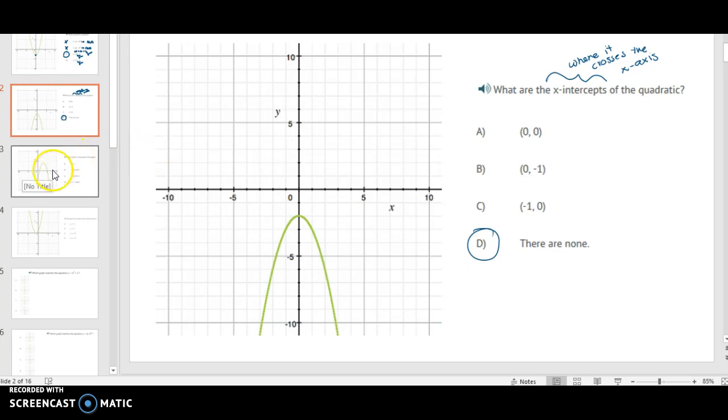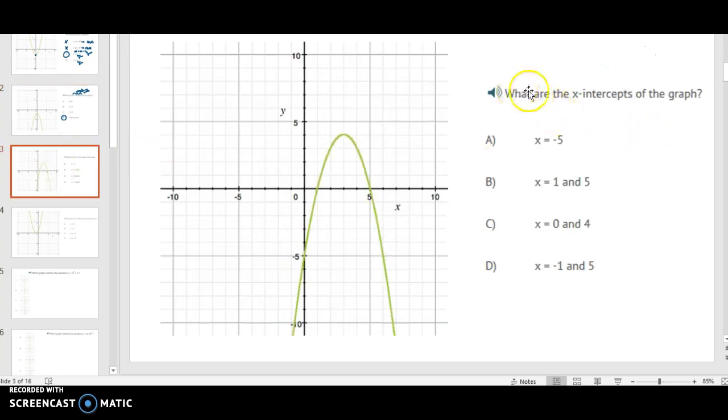That one's pretty easy. All right, let's look at this same kind of verbiage, the question. We just have to figure out where it crosses. What are the x-intercepts? So right here it crosses the x-axis here. That's number 1, and it crosses here, number 5. So it must be B. That it crosses at 1 and 5.